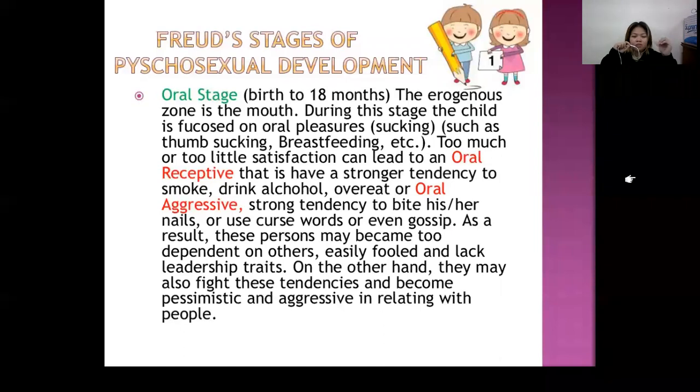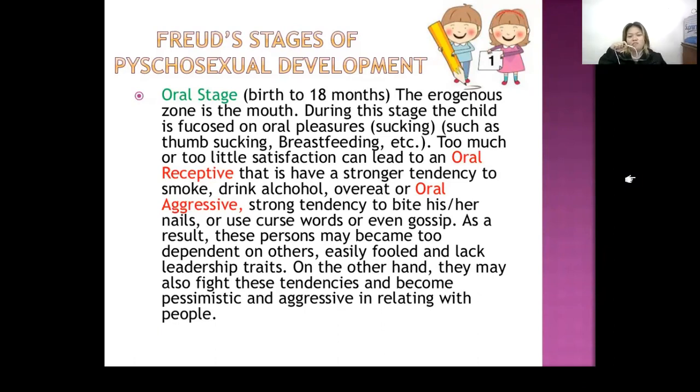So napasobra tayo sa sucking ng ating thumbs, or napasobra sa breastfeeding, napasobra sa anything that we get in contact. Di ba, nakikita natin noong bata tayo, birth to 18 months, kung ano yung nahahawakan natin, pasok sa bibig. Pag hindi yun napipigilan ng parents, so orally aggressive ka.